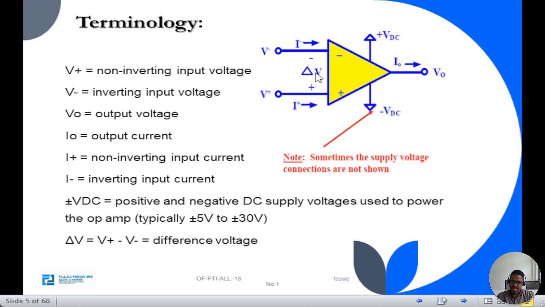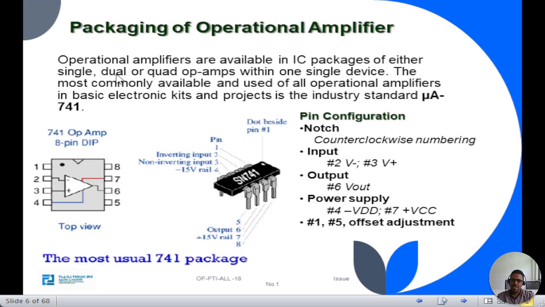Change of voltage: V non-inverting minus V inverting becomes the difference voltage. When both inputs are signals, the difference voltage is V non-inverting minus V inverting. You can call it the difference voltage.